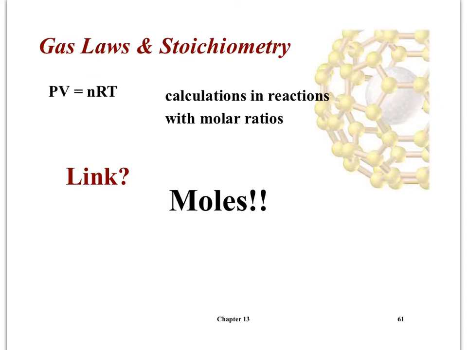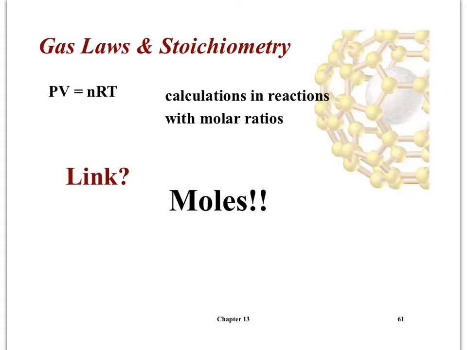Hi everybody, today we're going to talk about gas laws and stoichiometry. So we've been studying gas laws in this chapter, and the main gas law is the ideal gas law, which is PV equals nRT. We've studied calculations before with stoichiometry, and stoichiometry is basically calculations in chemical reactions.